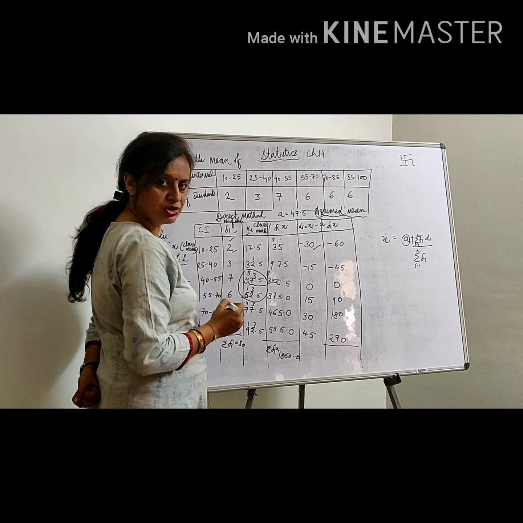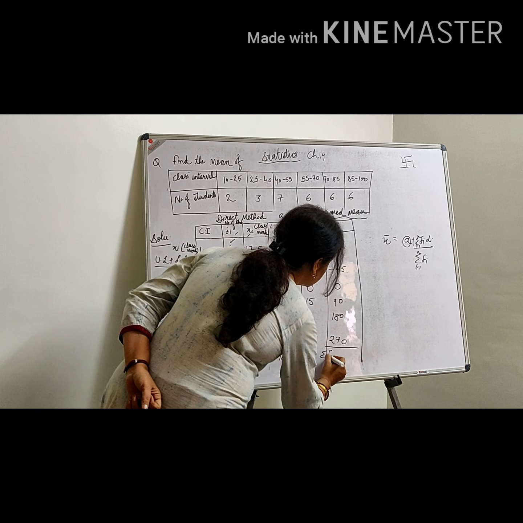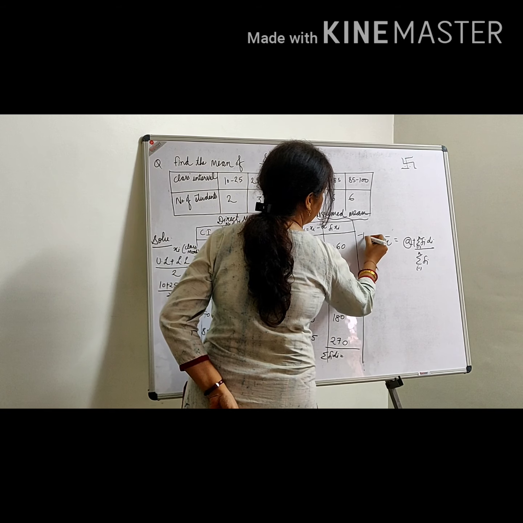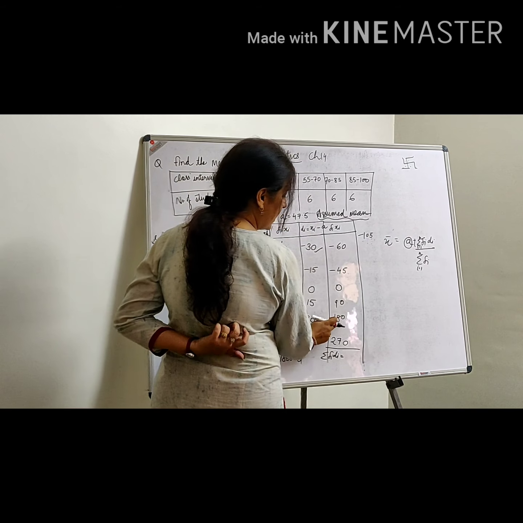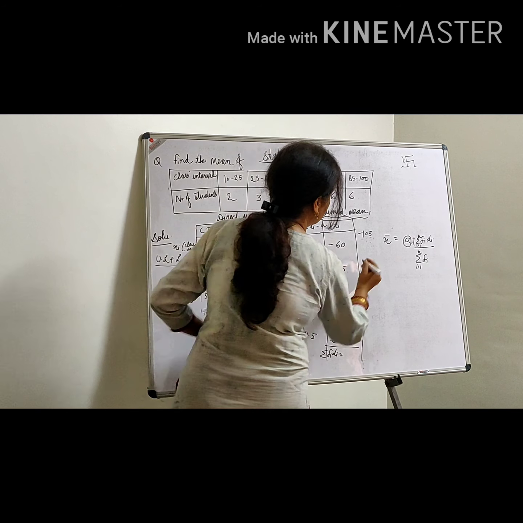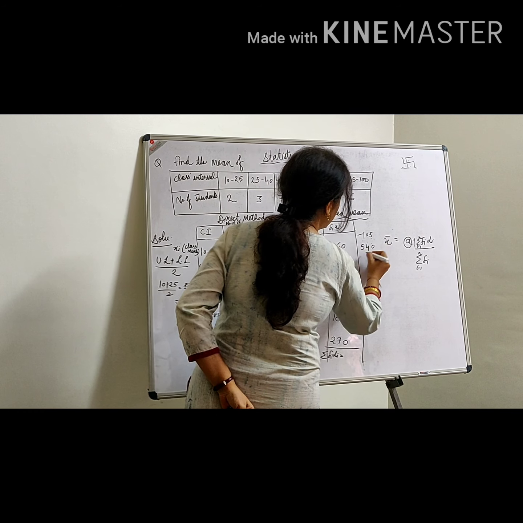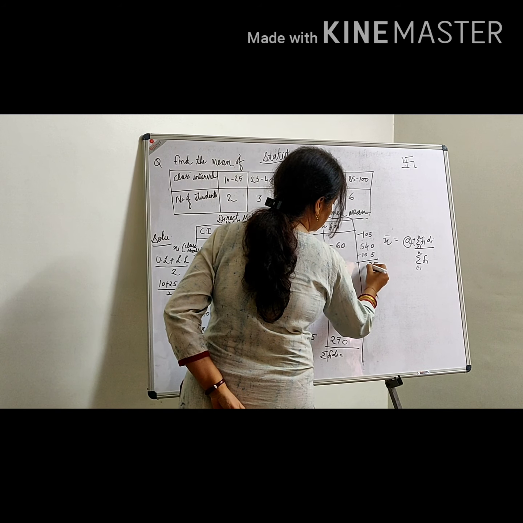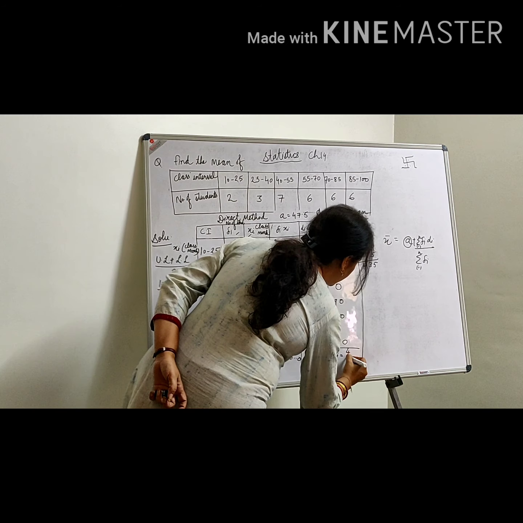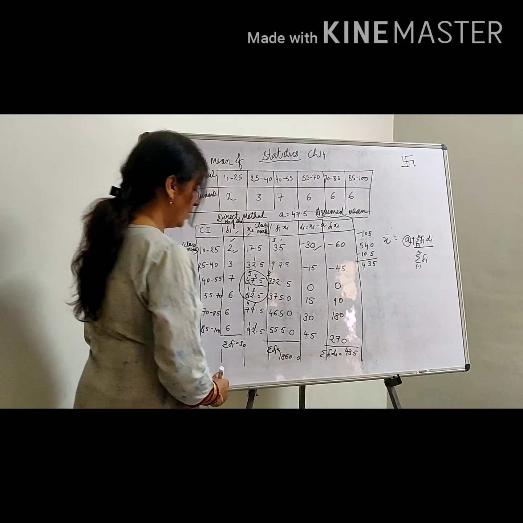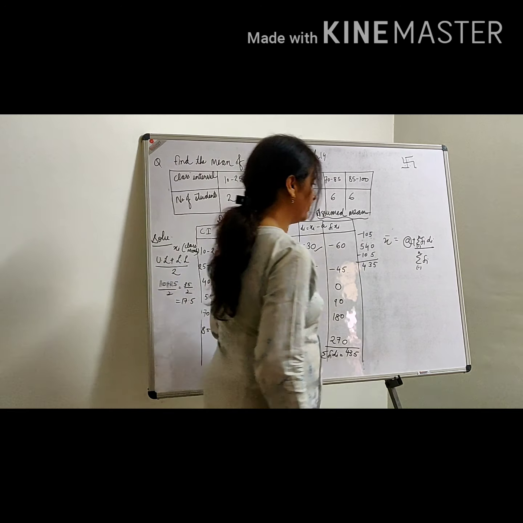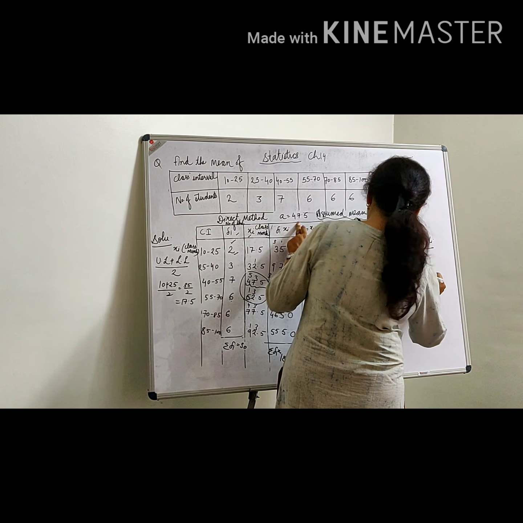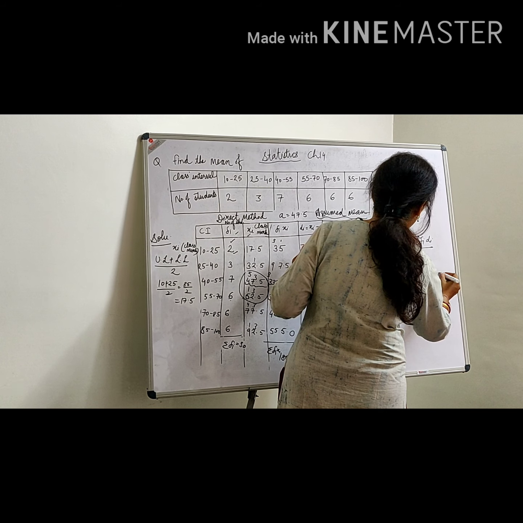Now you require the summation of fi di. This is minus 105. 90 and 180 is 270. 270 and 270 is equal to 540. 540 में से 105 you are going to subtract. This is 435. So your x bar is A, which we had taken as 47.5, plus 435 divided by 30.